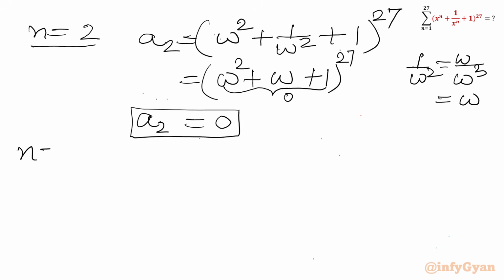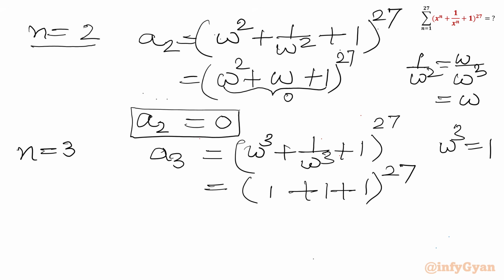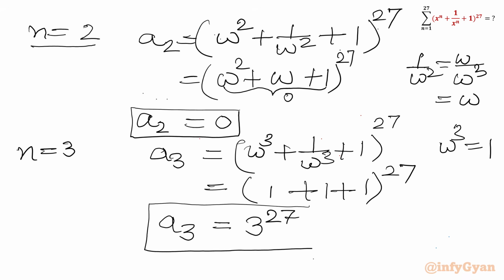Now I will plug in n equal to 3. So I can get the a3 value as (omega cube plus 1 over omega cube plus 1) whole power 27. Now we know that omega cube is 1, so we'll be getting (1 plus 1 plus 1) whole power 27. Or I can write the value of a3 will be 3 power 27. So a1 is 0, a2 is 0, a3 is 3 power 27.